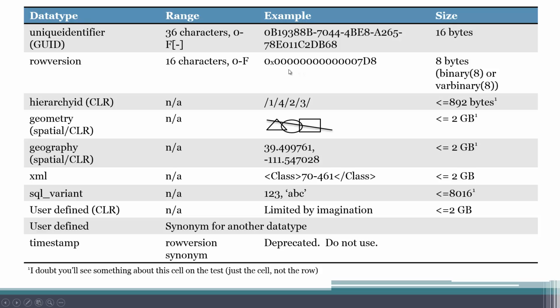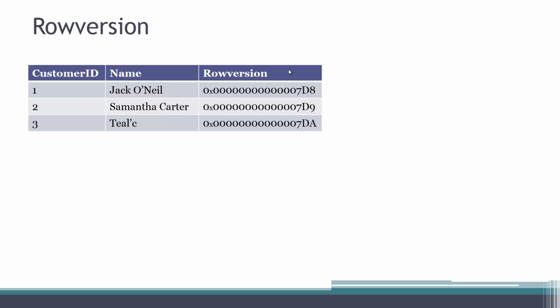What a rowversion does is it keeps track of changes in your table. And this is a data type and a column in your table that SQL Server will automatically maintain for you. Let's take a look. So here we have an example of a table, a customer table with 3 rows, 3 customers, and they each have their own name there: Jack O'Neill, Samantha Carter, and Teal'c. And each row has a row version. You can see that the row versions are different for each row in our table.